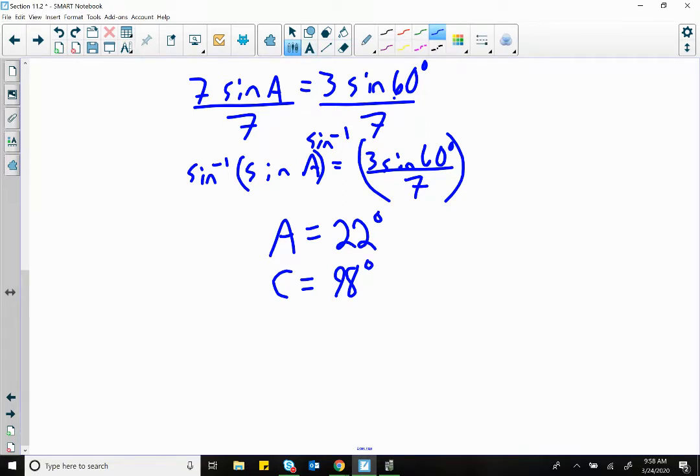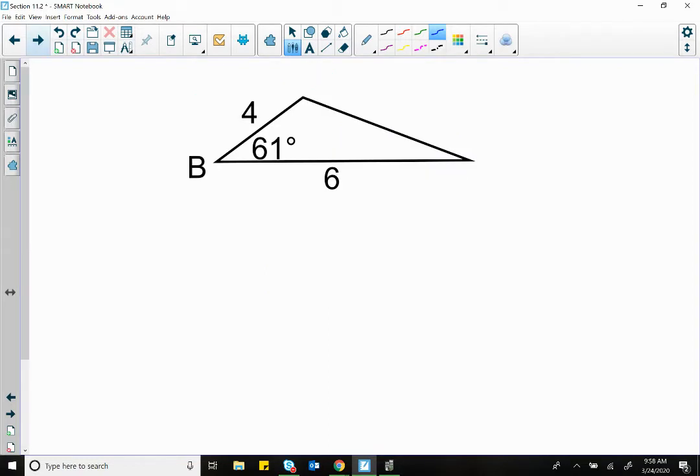And there we go. That's how side angle side works. So go ahead, pause the video, you give it a try.